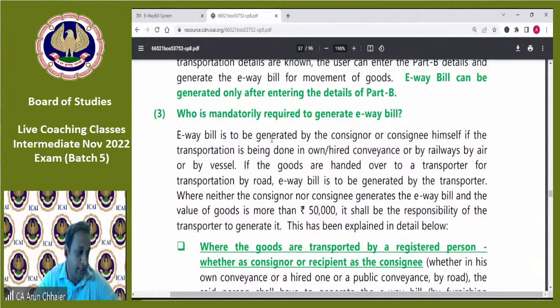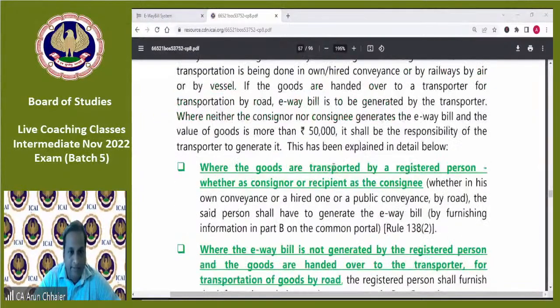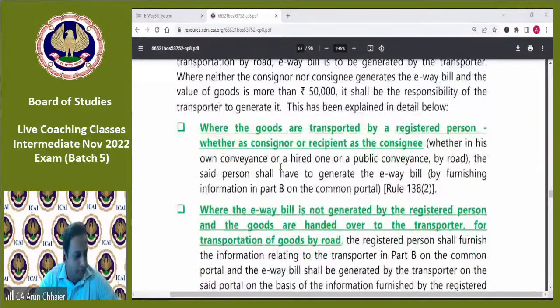Sir, first B to A, then the address of A is auto-populated, then select bill to ship to, then edit the address to the actual recipient. Absolutely, Madhav. Absolutely correct understanding. No doubt about that. Correct. Gaurav, is it clear?